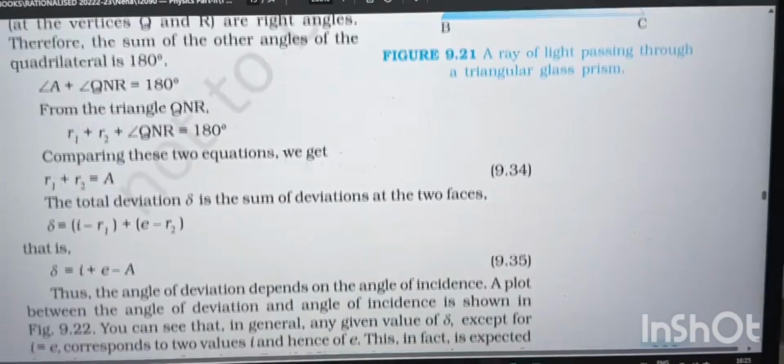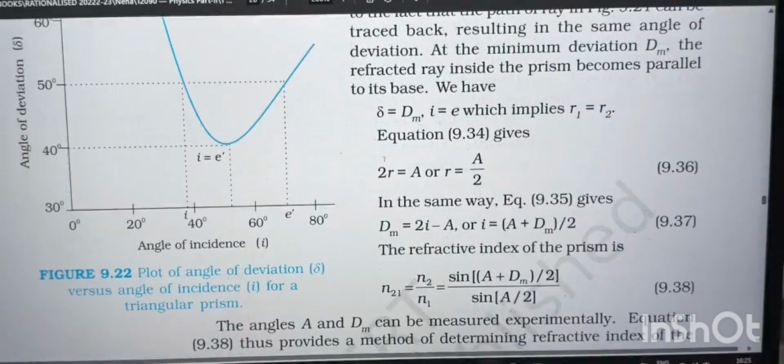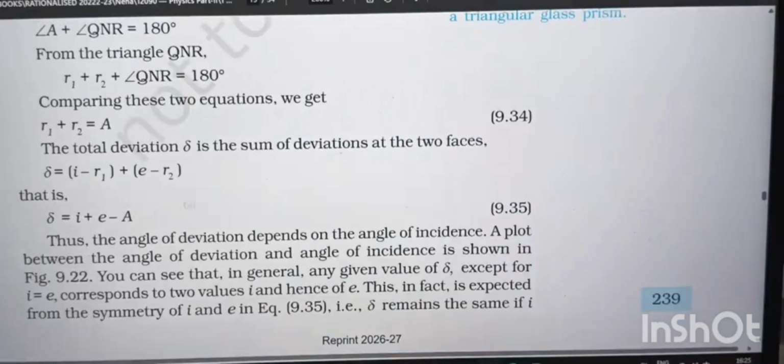Here you already know, right? R1 plus R2 is A. You will use two different variables like 1 and 2 only when they are different. If they are same, simply write 2R or 2X, anything. Then same way for the deviation formula also, 2i, as I said already over here. If i is equal to e, consider both of them as i only, because you'll use two different variables only if the values are different. If they're same, use the same variable i and i.